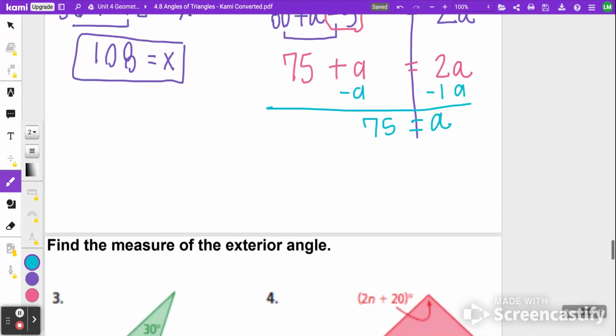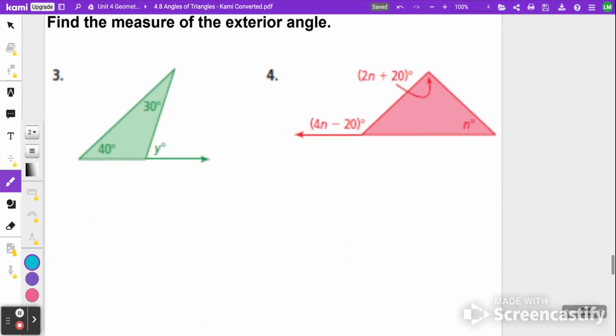Okay. Here are two examples I'd like for you to try. So go ahead and pause the video now. Try these two on your own, and when you're ready to check it, click play. All right, number 3, I'm going to draw my line to separate my interiors from my exterior.